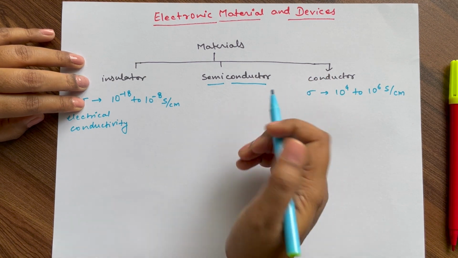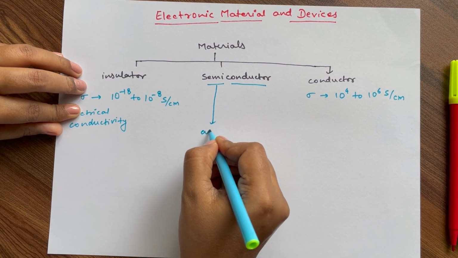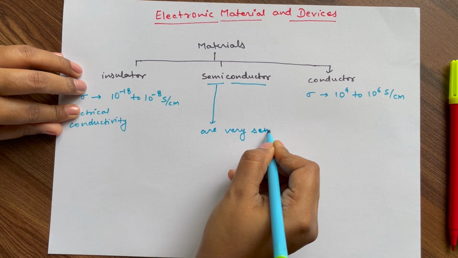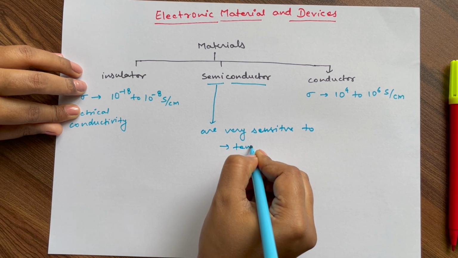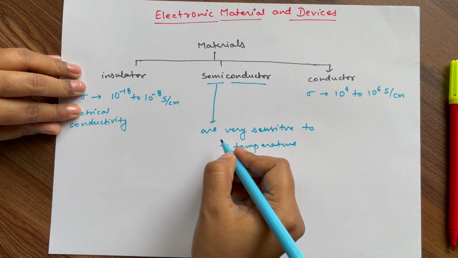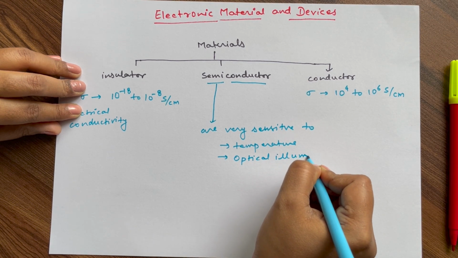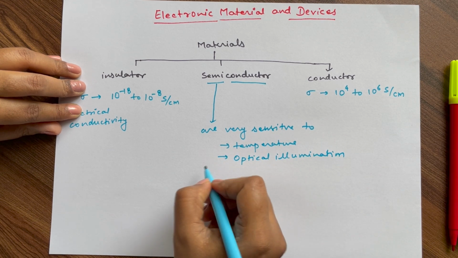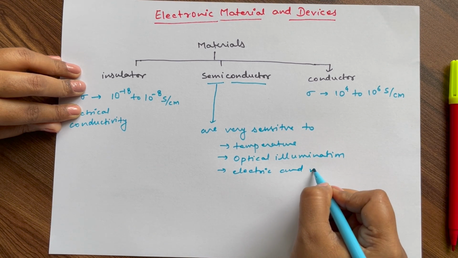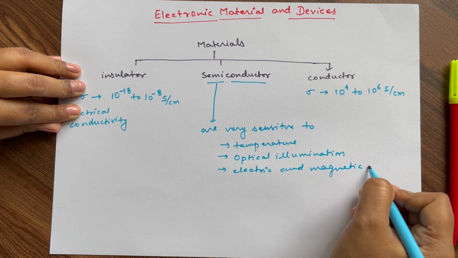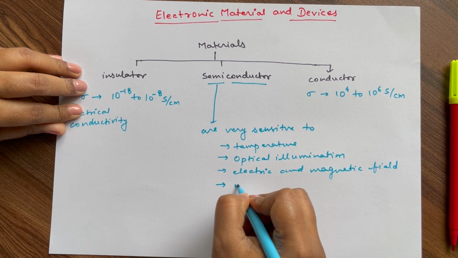So how can the conductivity of semiconductor be varied? These semiconductor materials are very sensitive to temperature, optical illumination, electric and magnetic field, and minute amount of impurities.